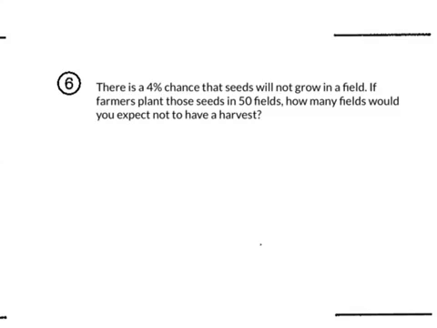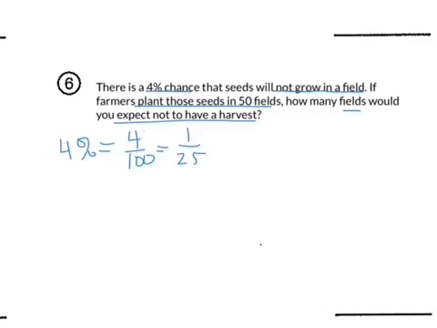Pause the video, try this one out, and show your work, and then turn the video back on when you're ready for the solution. All right, so if there's a 4% chance that seeds will not grow in a field, if a farmer plants 50 fields, how many fields would you expect not to have a harvest? That means that the seeds would not grow and they would not produce anything. So 4% is the same thing as 4 out of 100. And we can simplify that and call it 1 out of 25, because we can divide both of those by 4, and you get 1/25. You can leave it as 4 100ths, or you can even call 4% 0.04.